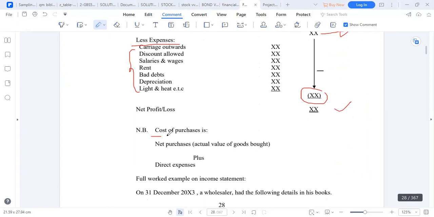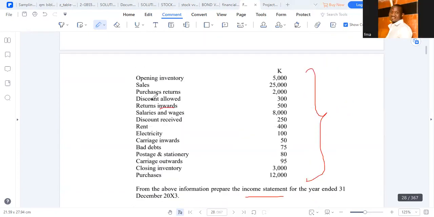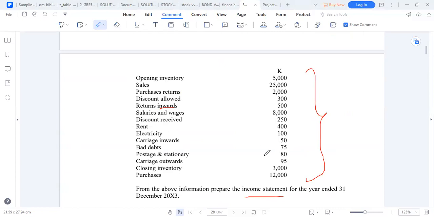Now, when we're dealing with the cost of purchases, we usually add the purchases figure plus the direct expenses, which include carriage inwards, because that is the value when goods are brought in. You also add VAT. So we looked at an example where we're given the following transactions: opening stock, sales, purchases, returns, discount allowed, returns inwards. So we're asked to formulate the income statement from this data here.